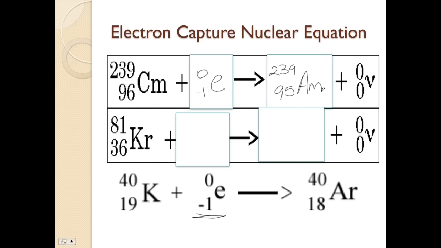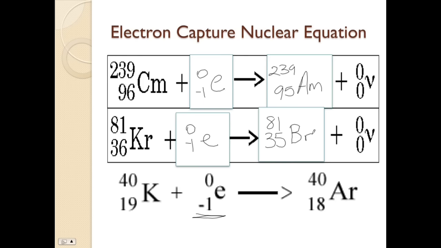Same thing on the bottom. So we put our electron, 0 on top, -1 on the bottom. And it's a reactant because it's electron capture. So the top numbers are easy. That stays 81. And then we got 36 minus 1 is 35, which is bromine.